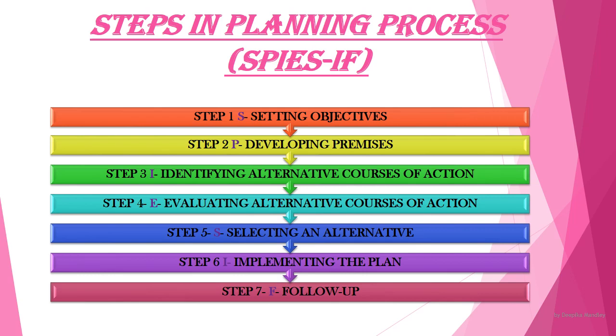Now I have given one acronym for this, that is SPICE-IF. So you can learn these steps in the planning process through this acronym. S stands for setting objectives, P stands for developing premises, I stands for identifying alternative courses of action, E stands for evaluating alternative courses of action, S stands for selecting an alternative, I stands for implementing the plan, and F stands for follow-up. Now in today's lecture we would be discussing the first 4 steps in the planning process, and the next 3 steps we would be discussing in the next lecture.